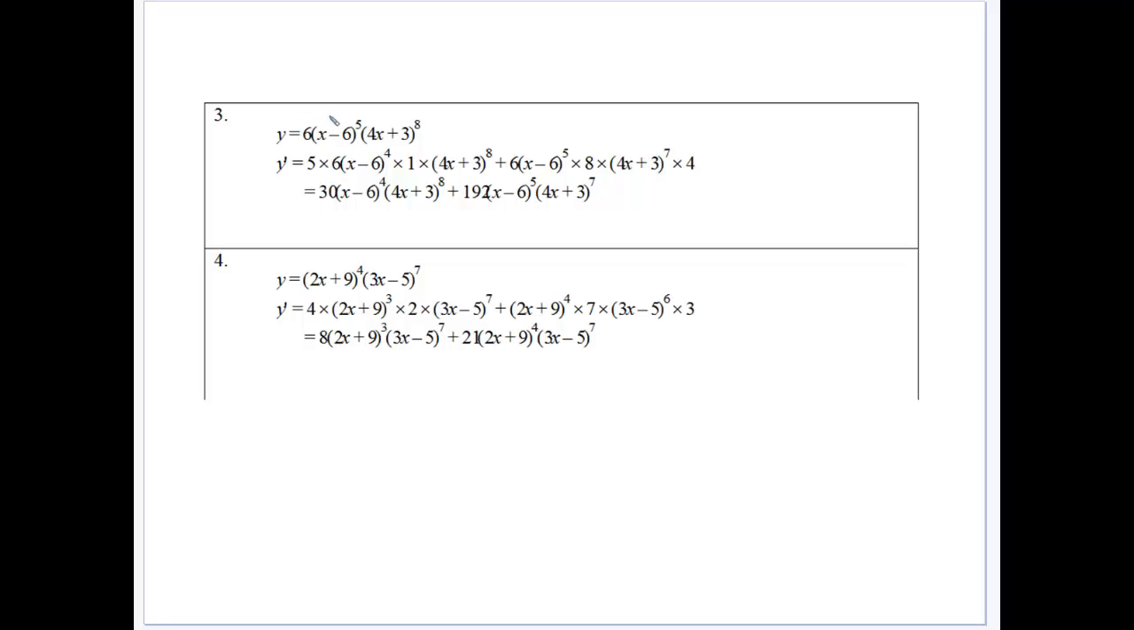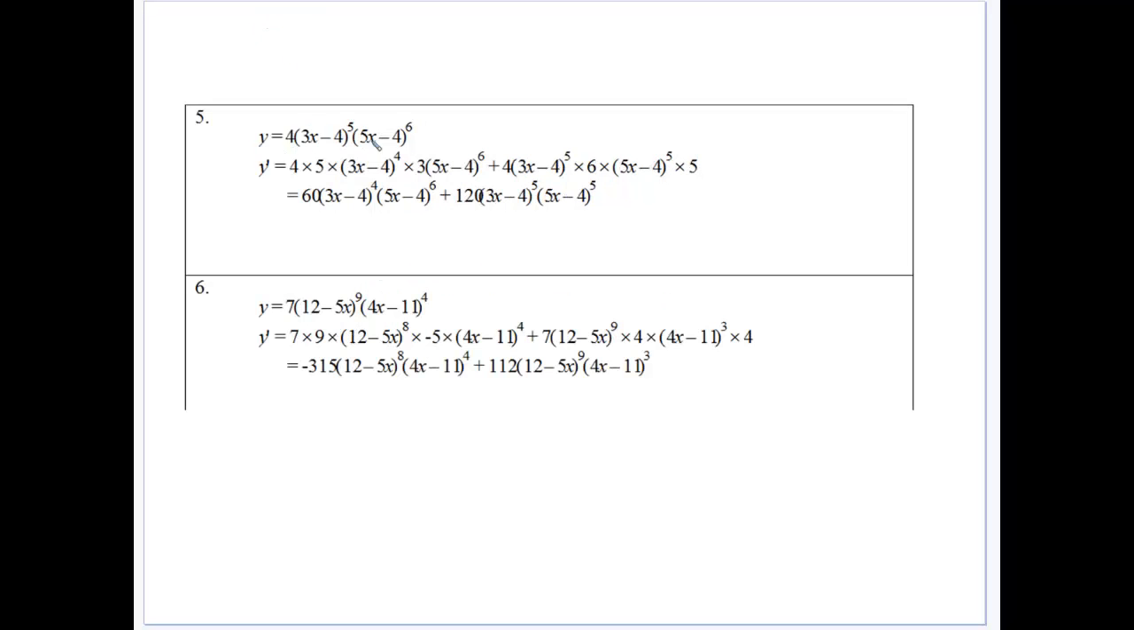Again, the derivative of 6 outside of x minus 6 to the power of 5. Well, there's that derivative there, times the 4x plus 3 to the power of 8, and we've kept the 6 outside of x minus 6 to the power of 5. Derivative of 4x plus 3 to the power of 8, bring your power down, subtract 1 from your power, times by the derivative of the bracket. We keep our bracket the same, clean our numbers up. So the same thing, you see the practice there. Derive the first times the second plus the first times the derivative of the second. And then collect all your terms there.